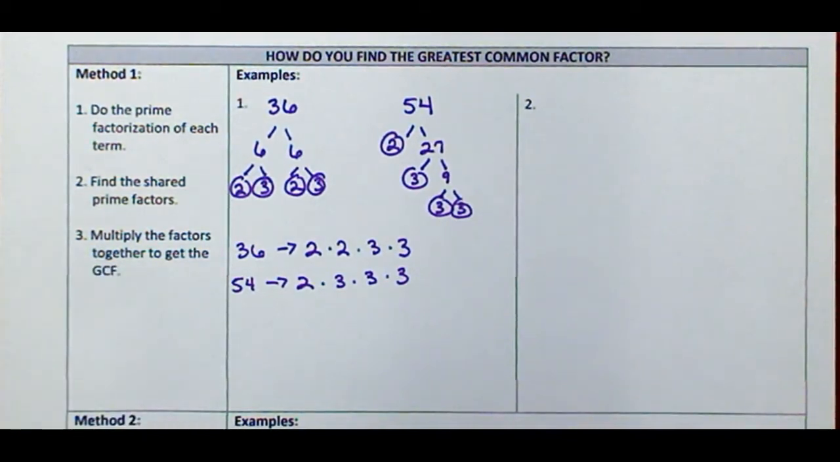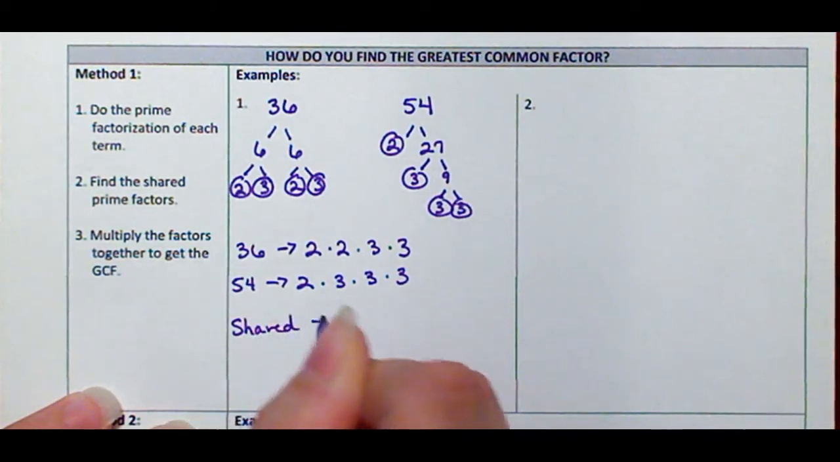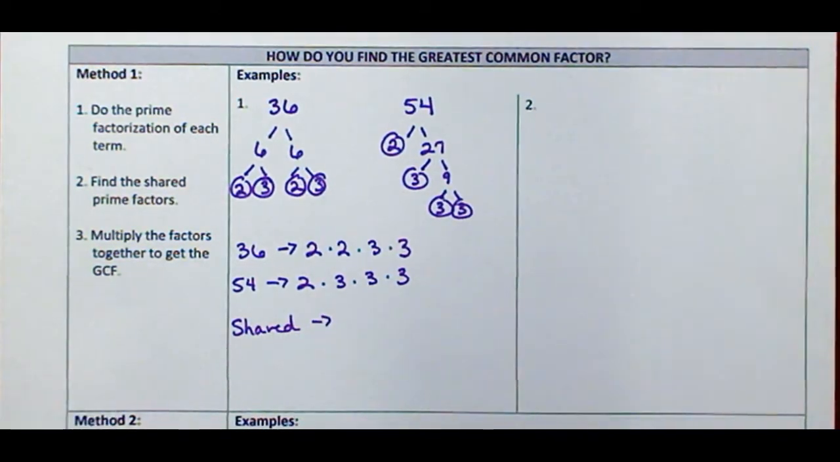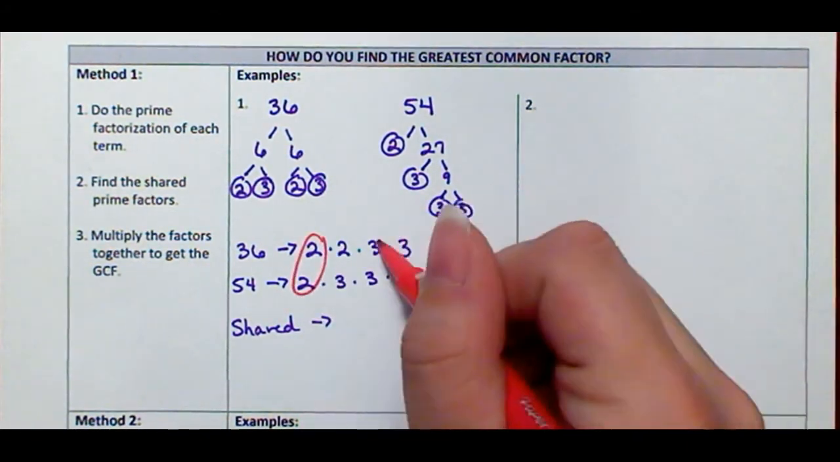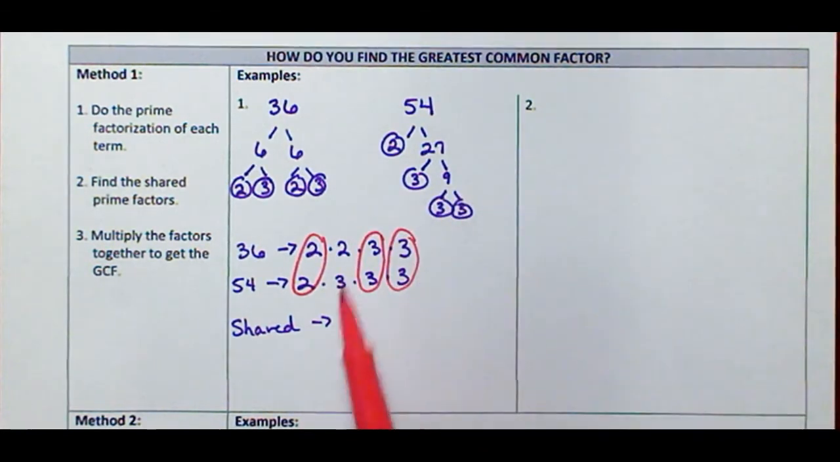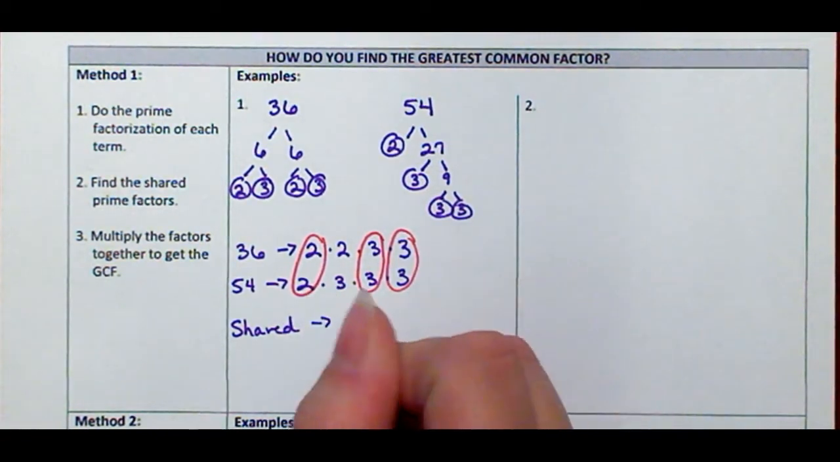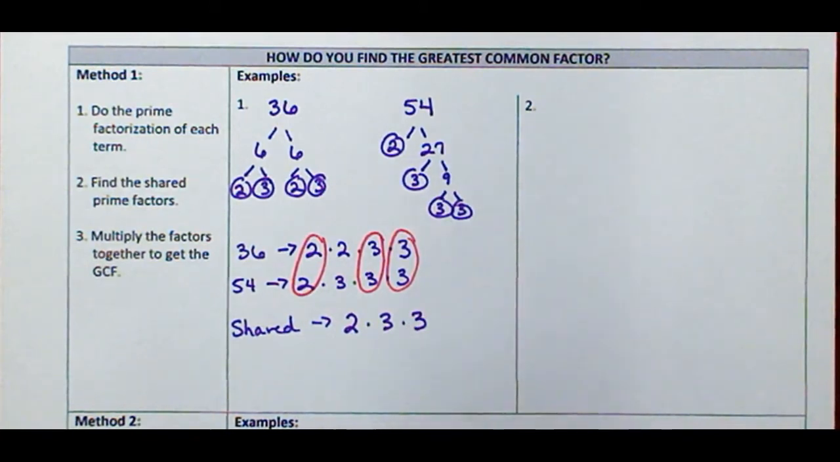Now we are going to figure out what shared factors they have in common. I notice they both have a 2 in common. They have a 3 in common, and they have another 3 in common. These are not the same, so they're not in common. So they have one 2 and two 3s in common. The shared factors are 2 times 3 times 3, which means our greatest common factor is whatever 2 times 3 times 3 is, which is 18.